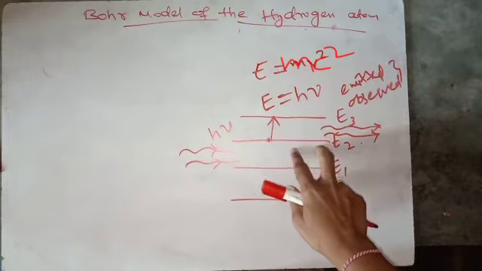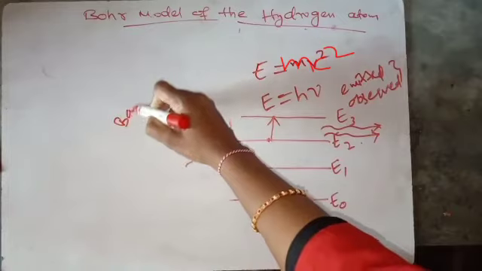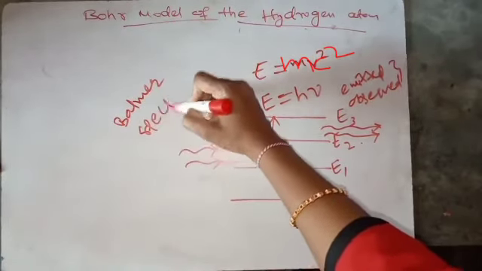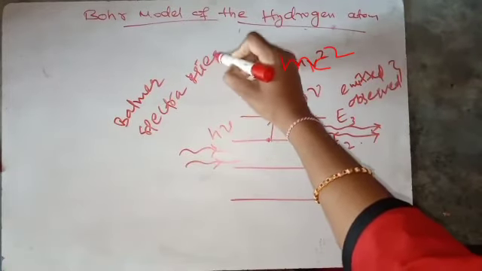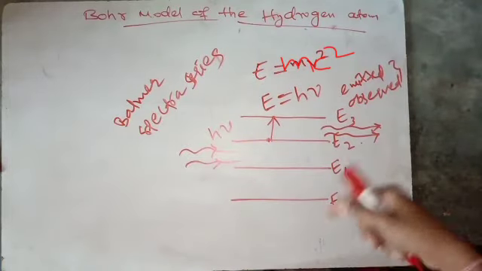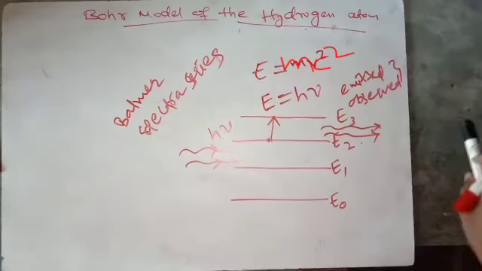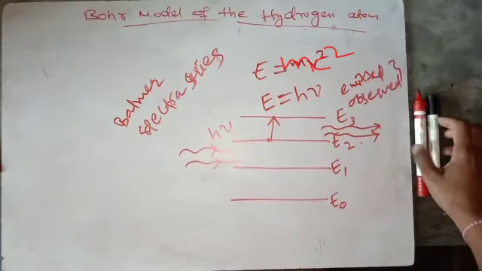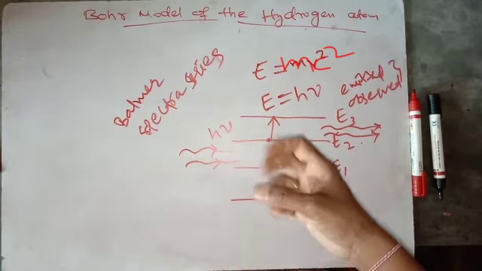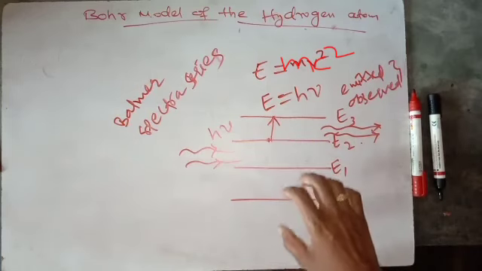To know about the line spectrum, you have to know about the Balmer emission or Balmer spectral series, which I am going to explain in the later class. In our later class, I will explain Balmer spectral series, which is a line spectrum. The spectrum observed there is a line spectrum. So Rutherford failed in explaining the spectrum of the atoms. Is it clear?